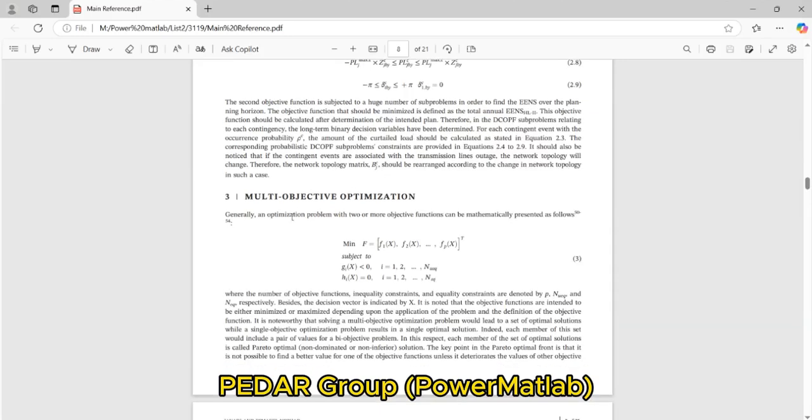There are other tasks that have been done in this paper related to the novel multi-objective optimization that is discussed here. However, this is not necessary to discuss here because the main concept of this video is related to the planning of generation and the planning of expansion for transmission.